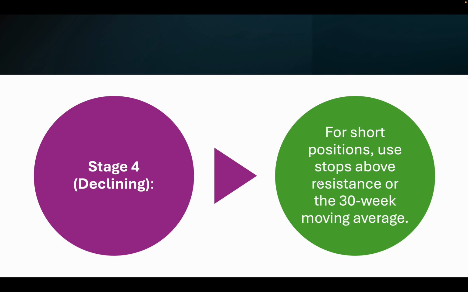In the declining phase, obviously, if you are short, then let me show you this. So if you are short, then your stop should be above this 30-week moving average.